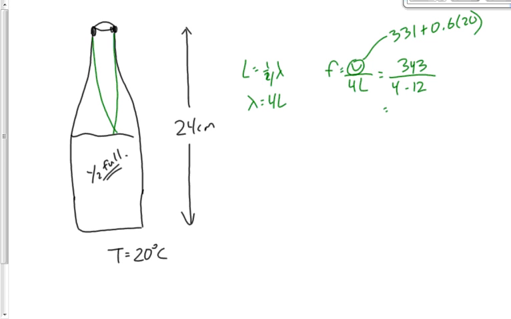So 343 divided by 0.48 gives me somewhere around 680-ish, 685, somewhere around that value. Oops, let's change that. 714.6. We'll go 715 then. Thank you, guys.